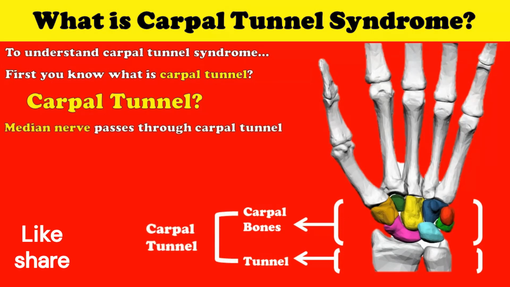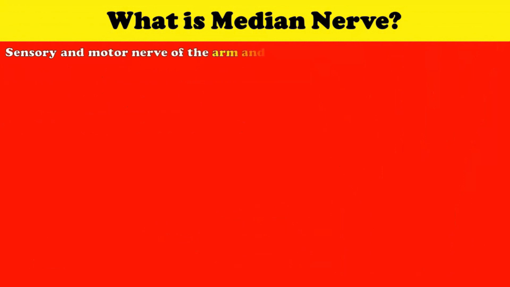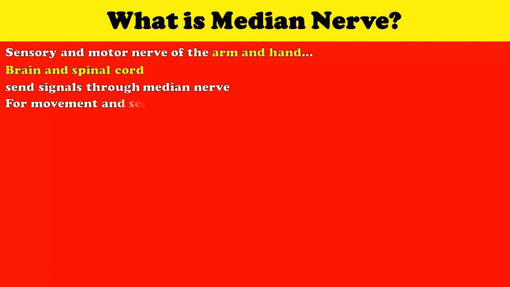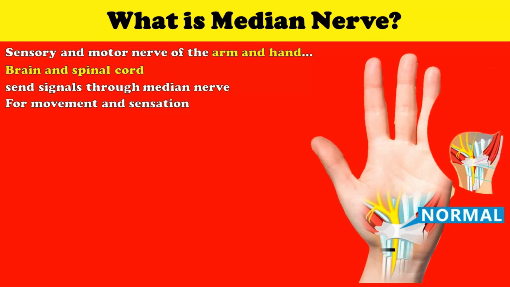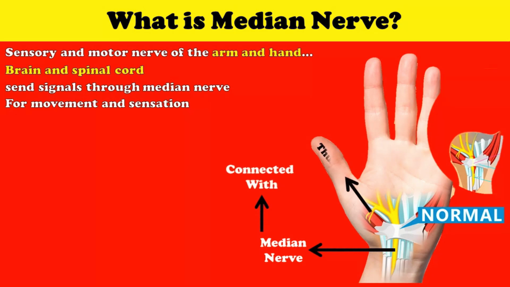If you have numbness in your hands, the median nerve plays an important role in controlling arm and hand movements through the brain and spinal cord. The median nerve passes through the tunnel through the wrist to enter into the palm, from where it joins the thumb, to the index finger, and also to the middle finger.